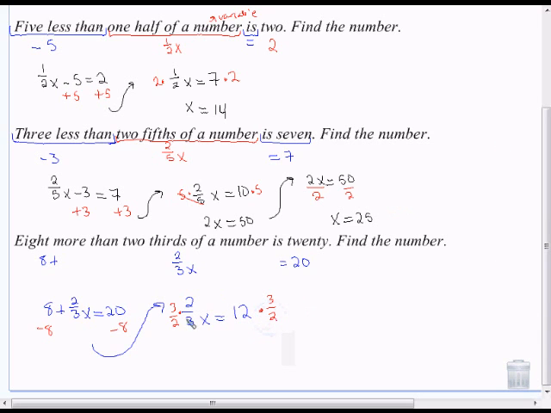Times 3 halves. These will cancel each other out. 2 goes into 12 6 times, and then I do 6 times 3 to get x equals 18.